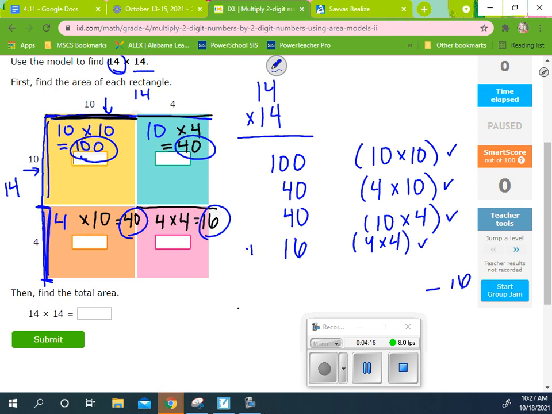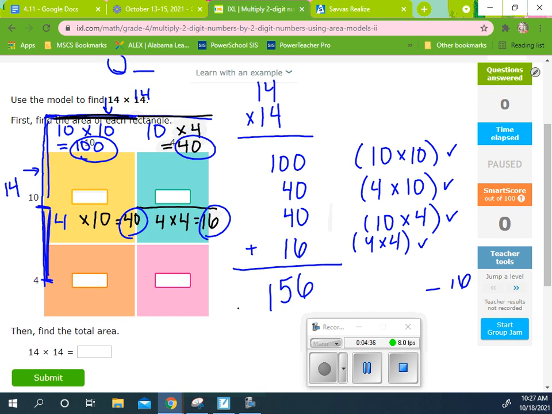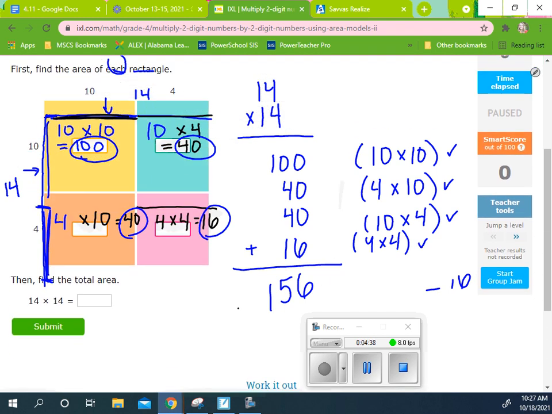Now, to find my product, I add up all of my partial products and combine them to find the total area of the whole box. So I know 40 plus 40 is 80, plus 16 is 96, and then 100. So my answer is 196. This is something you guys can work through and talk about together. This is IXL D35, what we're working on.